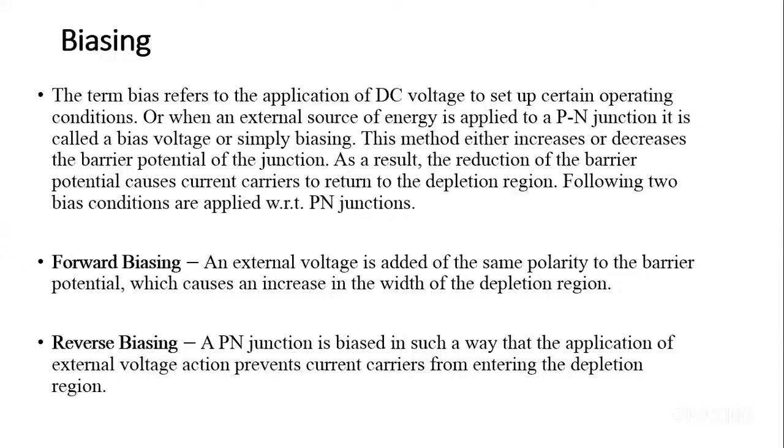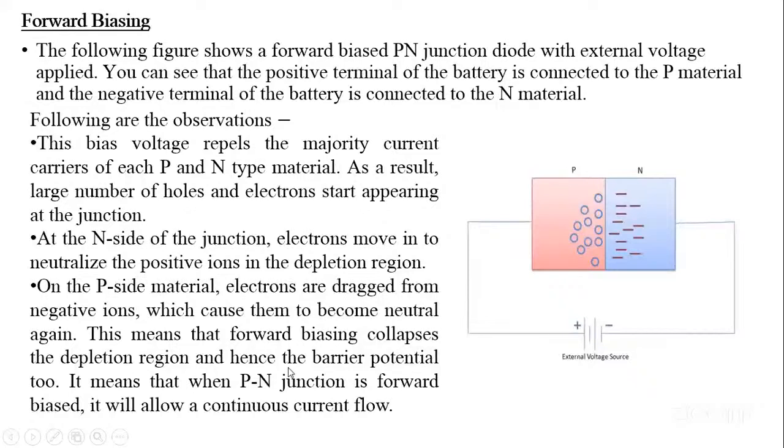as biasing. So for biasing, we have two types. We have forward biasing and we have reverse biasing. For forward biasing, an external voltage is added of the same polarity to the barrier potential, which causes a decrease in the width of the depletion region, not increase, decrease in the width of the depletion region. It is reverse bias that increases the width of the depletion region.